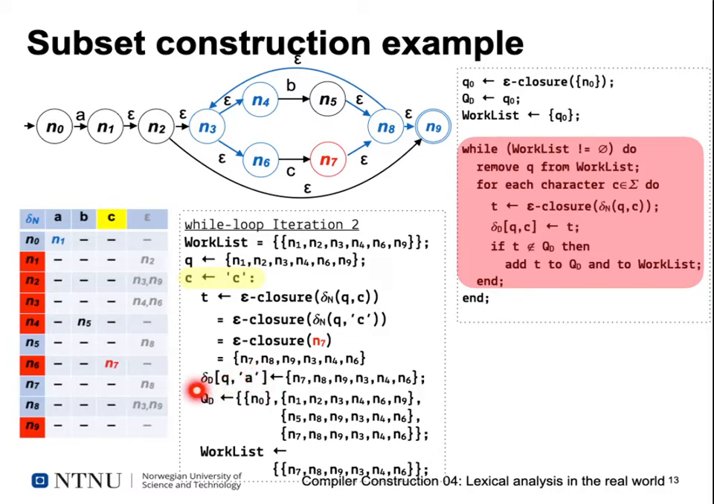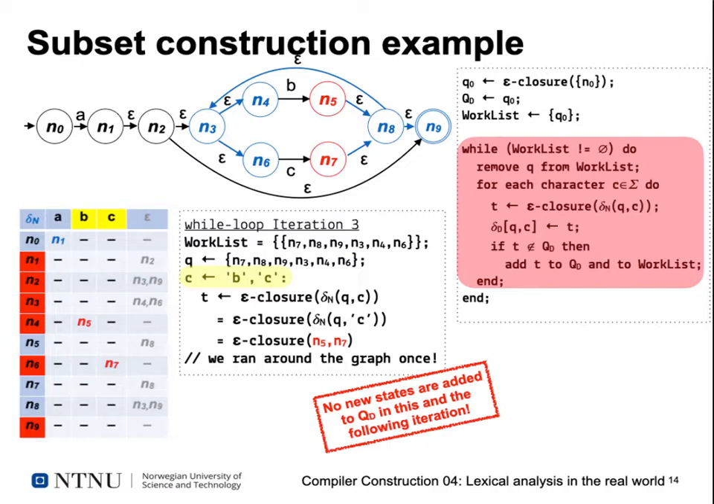Again, we add this to our deterministic delta function, so using our new joint state Q here, when reading a C, then we end up at this joint state here. We add this one to our set of joint states, and we have this state here in our new work list. And now we can go through the other states, and we figure out that no new states are added to Q0 in this and the following iteration. So essentially, we are running to the end of the work list. The work list is empty. So let's see what we actually constructed using this subset construction algorithm.